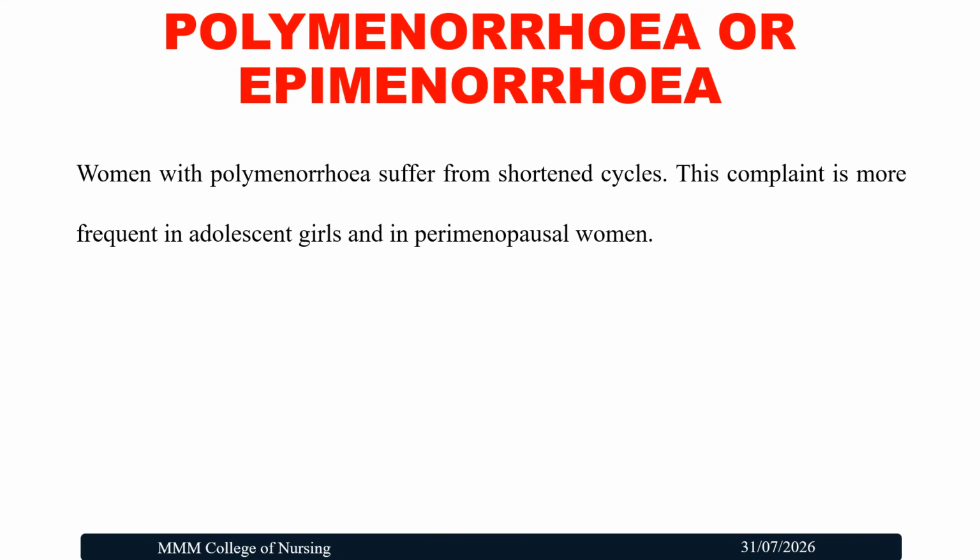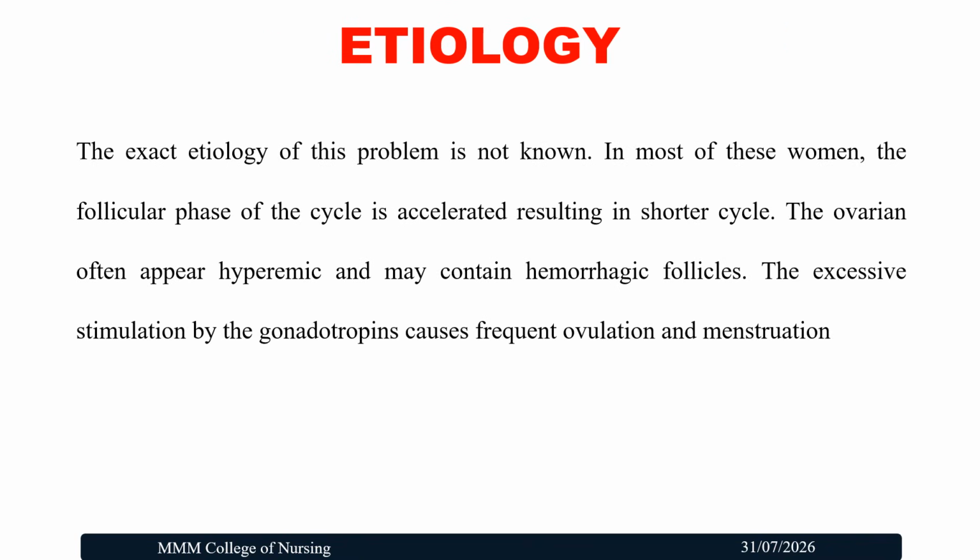Next condition is polymenorrhea or epimenorrhea. Here, the women with polymenorrhea suffer from shortened cycles. This complaint is more frequent in adolescent girls and also in perimenopausal women. The etiology of the problem is actually not known, but in most of these women, the follicular phase of the cycle is accelerated, resulting in a shorter cycle. The ovaries often appear hyperemic and may contain hemorrhagic follicles. So the excessive stimulation of gonadotropins causes frequent ovulation and menstruation.